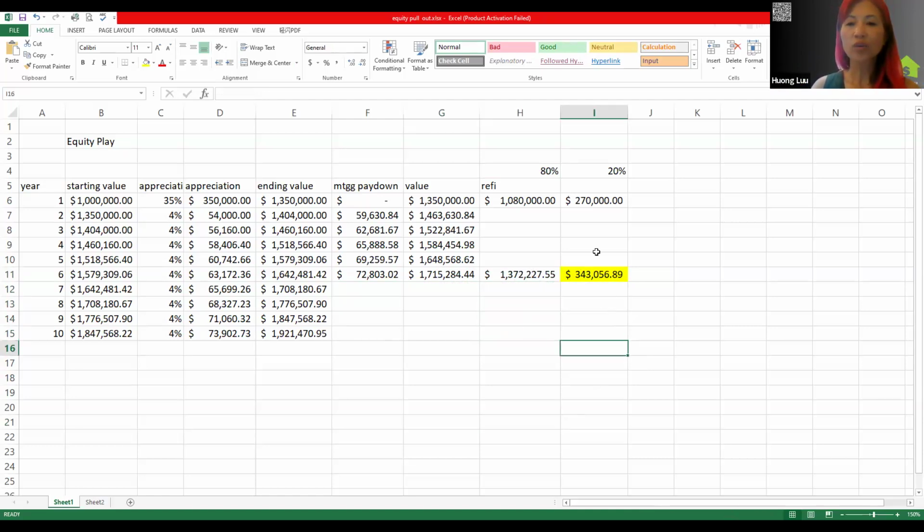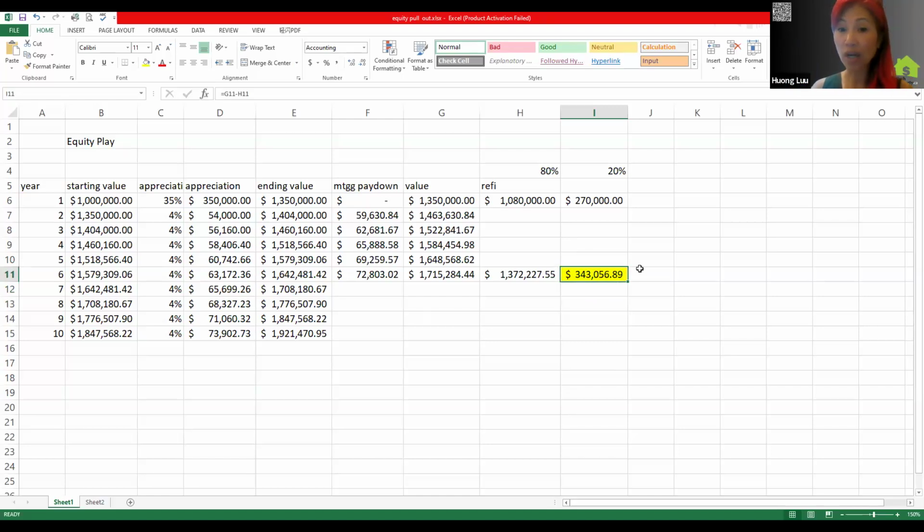1.37. Okay, so now that means that if you pull out all of your equity at that point, you would have $343,000 in cash, which is fantastic. Okay, so that's one of the ways that wealth is made is because when you go to refinance, you're able to pull this cash out.